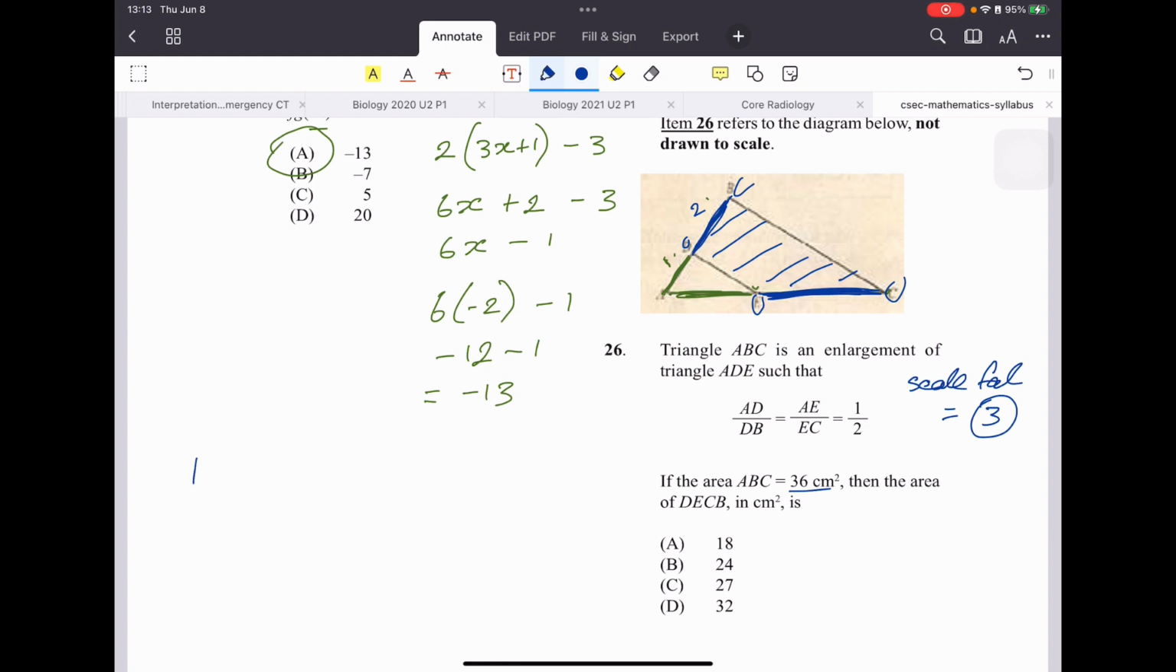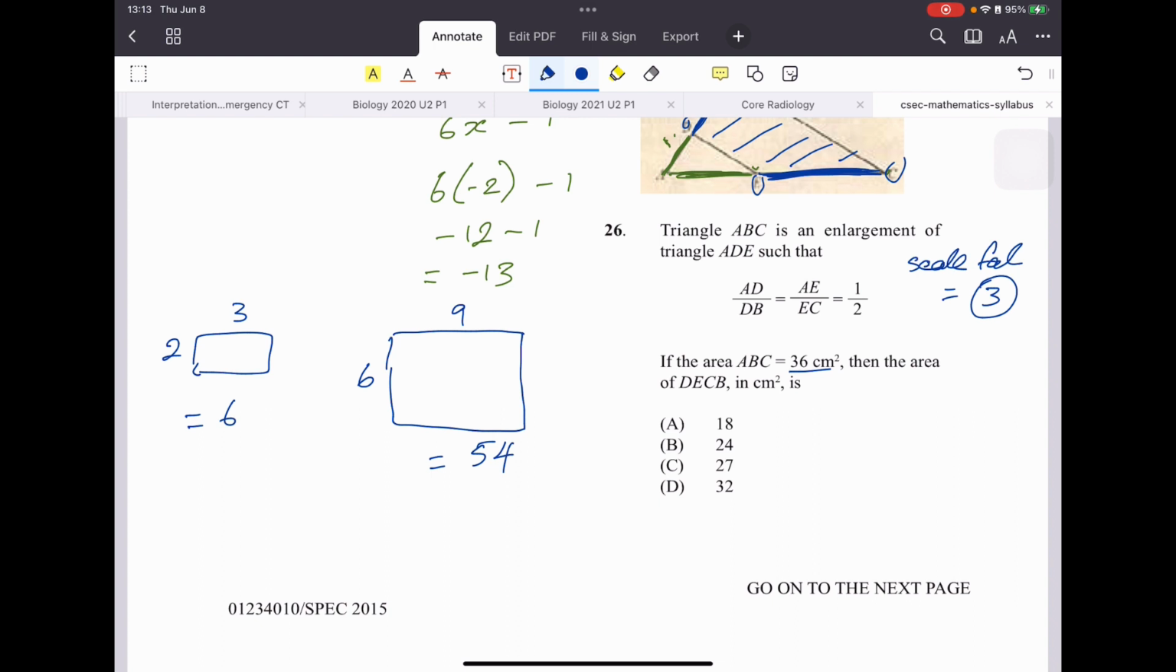If you have a rectangle with sides 2 and 3, so the width is 2 and the length is 3, your area is obviously 6, right? Now if you enlarge this rectangle by a scale factor of 3, now we have 6 as the width and 9 as the length. 6 by 9 is clearly 54, right? So clearly 6 by 3 is not 54, and 54 divided by 3 is not 6, right?